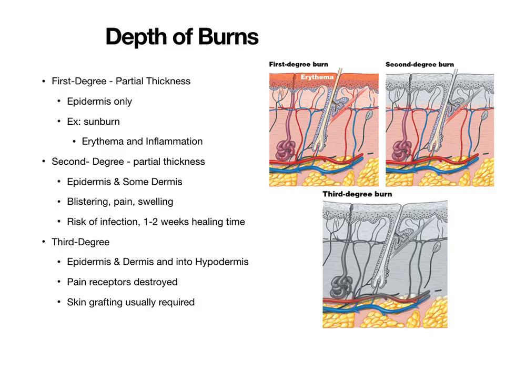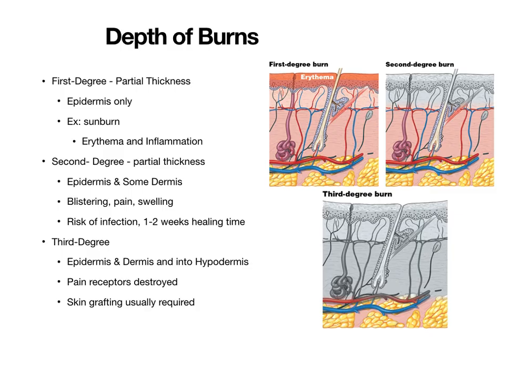So there are three different depths of burns that we're going to discuss: the first degree, second degree, and third degree. Most of us are pretty familiar with those terms. Maybe not so much as to what is classified by those terms, but we are pretty aware that we do have three different degrees of burns. First degree is a partial thickness burn. It is only affecting the epidermis. An example of a first degree burn is a sunburn.